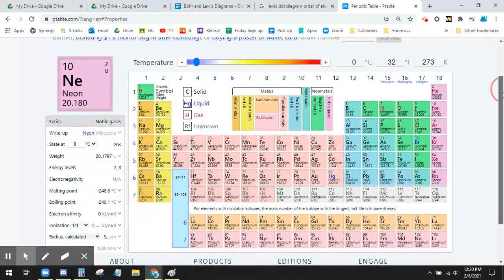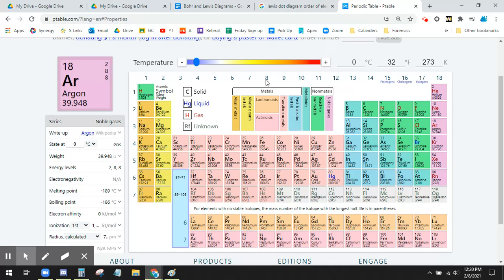Look at your table. Column 1 has 1 valence electron for each. Column 2 has 2 valence electrons apiece. That skips to 13. 13 has 3. 14 has 4. 15 has 5. 16, 6, 17, 7, and 18 has 8. Notice for 13 through 18, you just have to take the 1 off, and that's how many valence electrons it has.